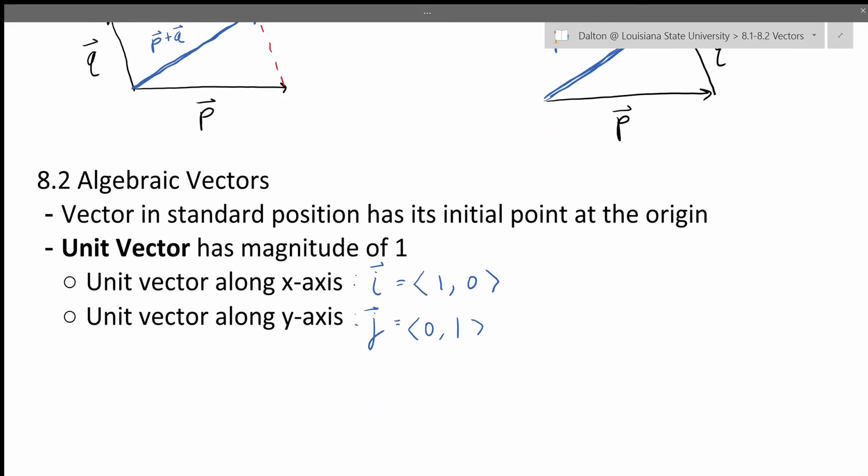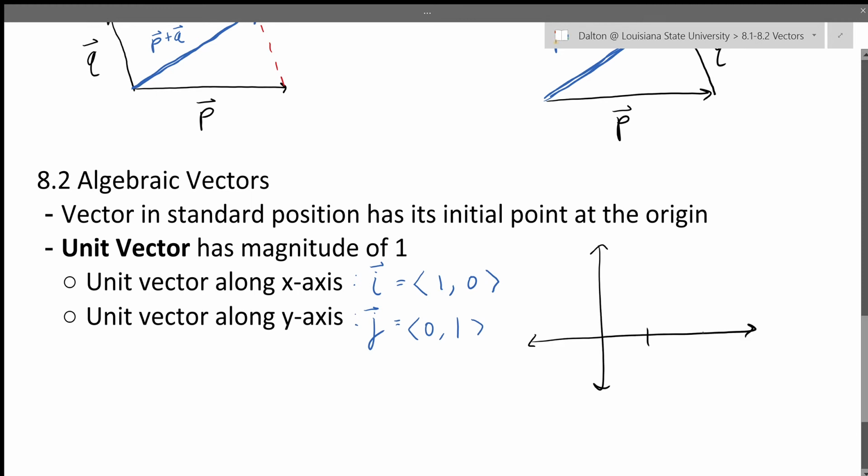Okay, and these look exactly like what we say they should look like. If this is your coordinate plane, counting by 1, 2, the unit vector along the x-axis in standard position would be like this. So we'd call that vector i. And then along the y-axis here, we'd call that vector j.